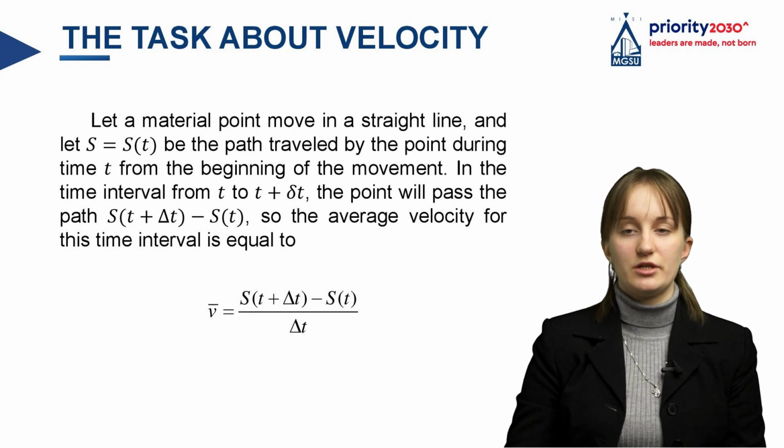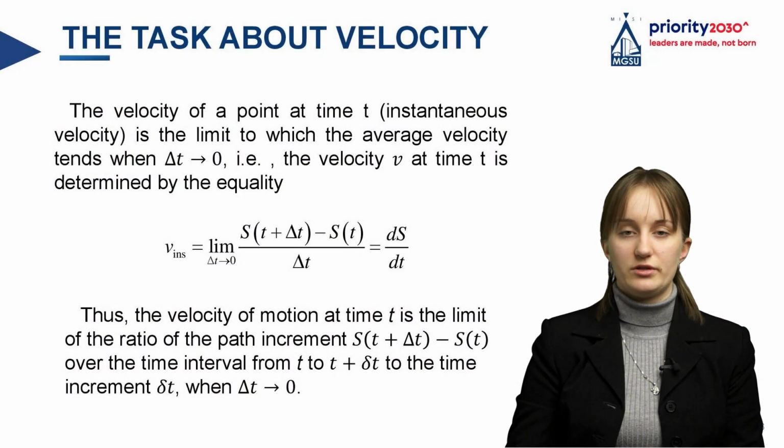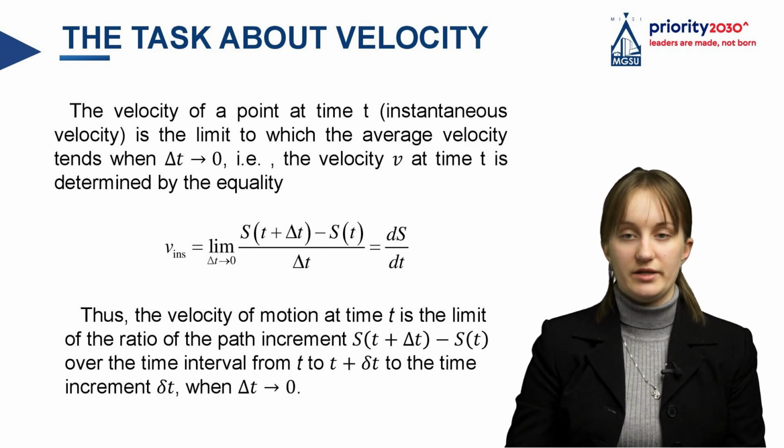If the motion is not uniform, then vector v at a fixed t will change with the change in delta t, and the smaller delta t, the better it will characterize the motion of the point at time t. The velocity of a point at time t, the instantaneous velocity, is the limit to which the average velocity tends when delta t tends to 0. So the velocity v at time t is determined by the equality, which you can see in the presentation slide.